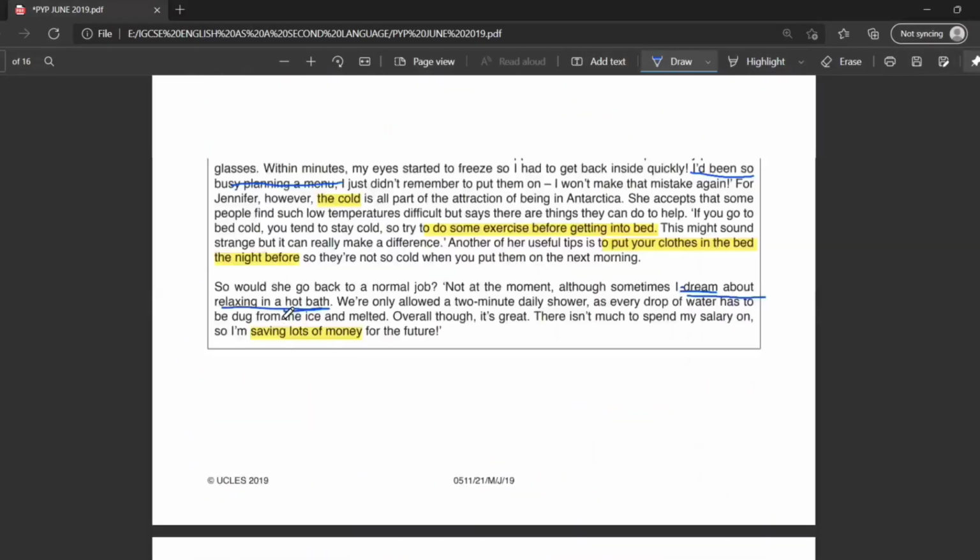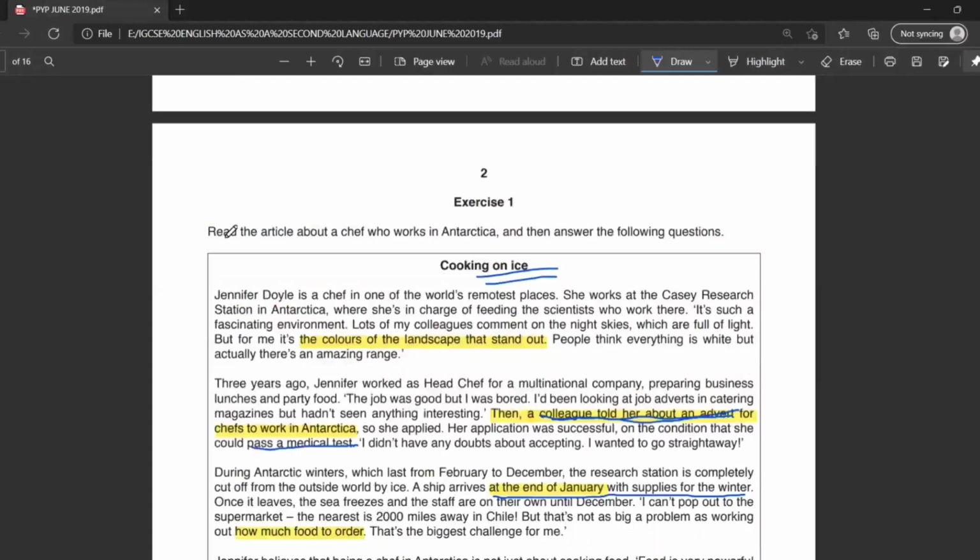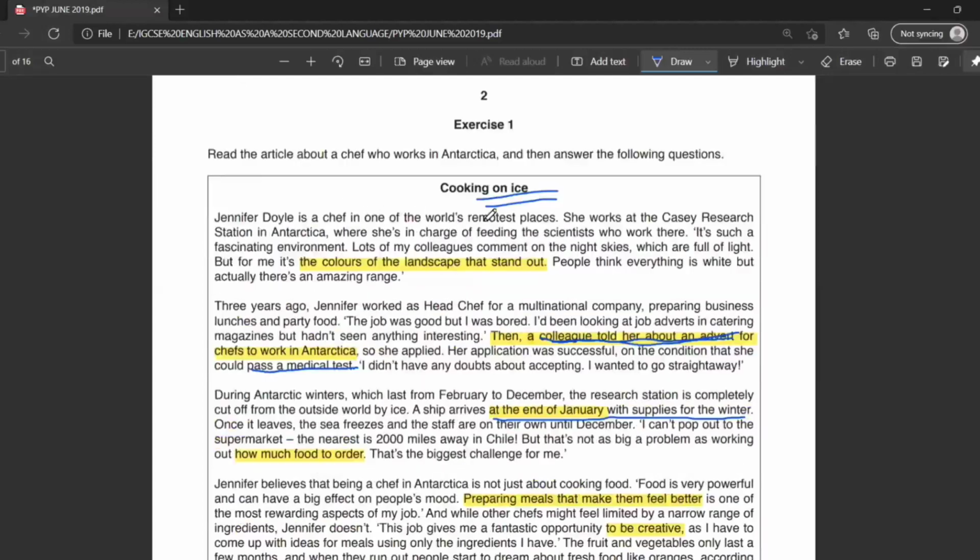Okay, this is how you are going to solve such kind of exercises. Just try to keep in mind a few things, like you are going to skim the text first, try to get an overview, then try to locate the keywords in the questions and try to relate them with the article and locate the answers. Okay.